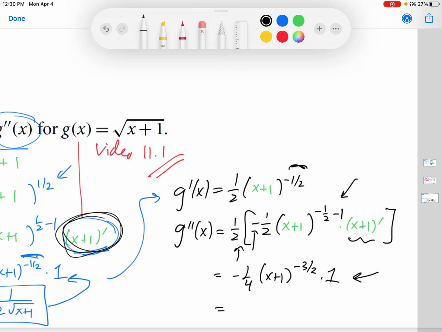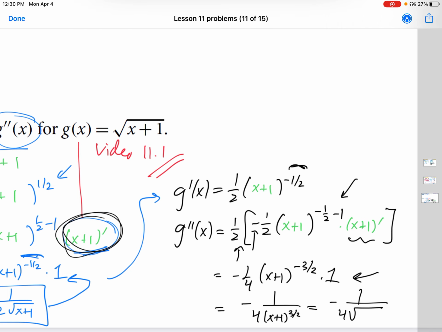So this is the answer, but let's simplify it just a little bit. I get minus 1/4 times (x plus 1) to the 3/2. Or we could put a radical in there if you want, and this would be the square root of (x plus 1) cubed. We can pull out a factor of (x plus 1) squared, take the square root, do all that stuff, but at this point the video would become more about the algebra than the calculus, so I'll stop here.